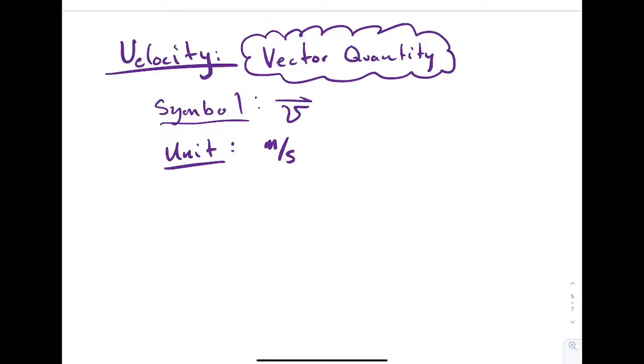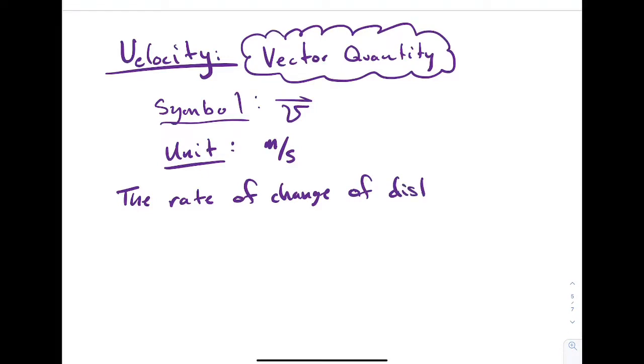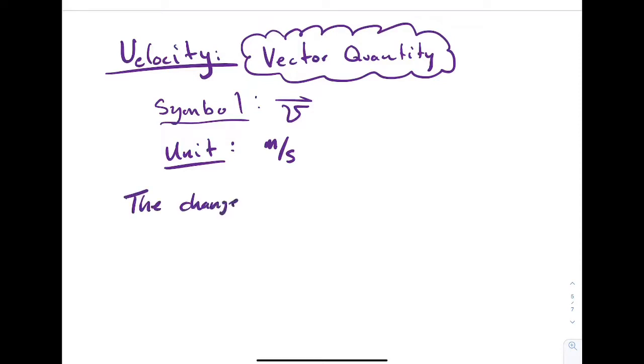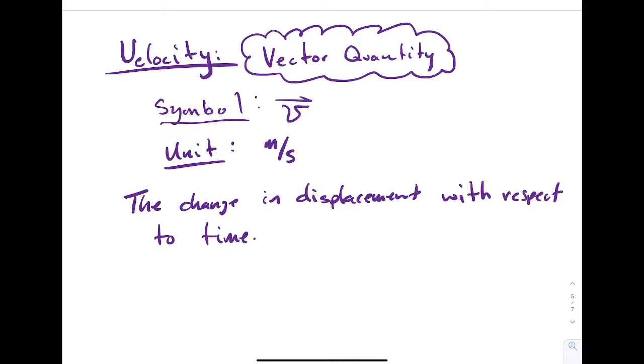In general, velocity, I guess I should have defined it first. Velocity is the rate of change of displacement. Oh, I don't like that. I'm sorry. We have to make that simpler. Let's redo that. Velocity is the change in displacement with respect to time. The change in displacement with respect to time.